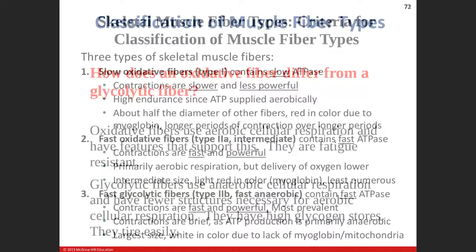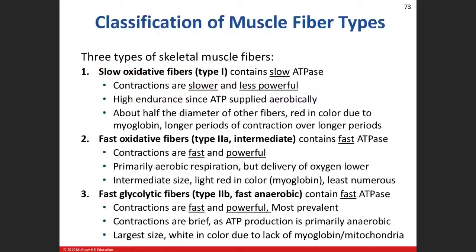All right, so the three types, now we're going to combine all of them, okay? We've got slow oxidative fibers, fast oxidative fibers, and fast glycolytic fibers. Okay, so those are our three types of skeletal muscle fibers. So if you look at it, slow oxidative, and these are slow twitch, okay? So these contractions will be slower, all right?